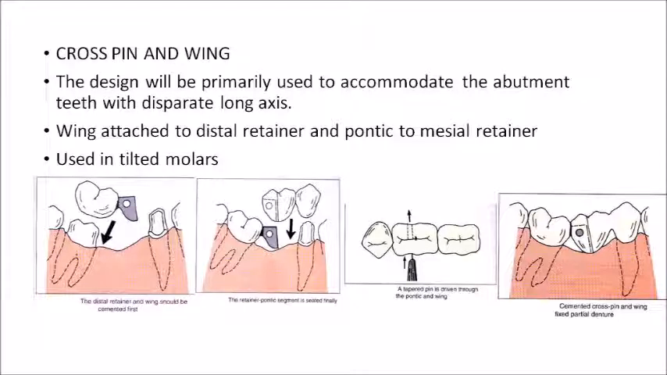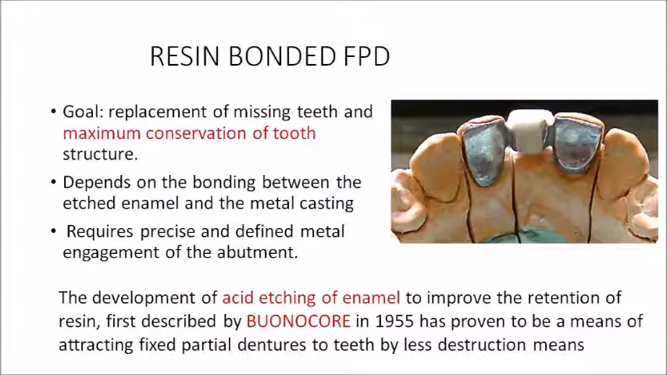The third type of non-rigid connector is the cross pin and wing connector. This again is used in cases with a tilted tooth. It consists of a wing and a cross pin. The wing will be attached to the distal retainer and the pontic will be attached to the mesial retainer. There will be a cross pin which will be placed in the hole which is given there. The pin which is driven through the hole present in the pontic and the wing will hold the entire segment together. It will again allow some amount of movement. That's all about the different connectors.